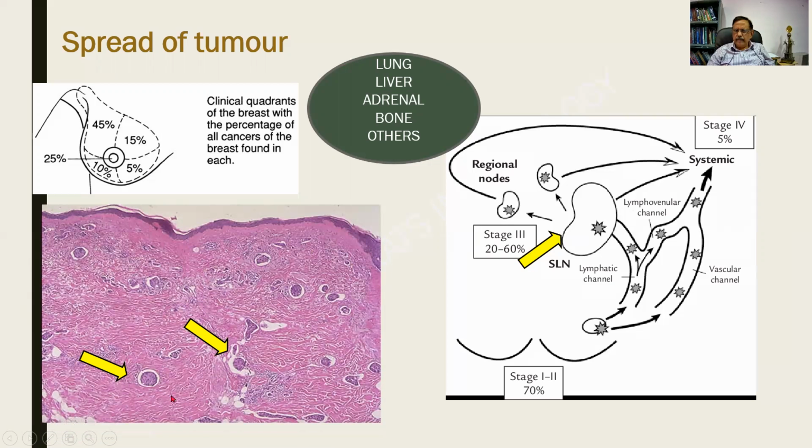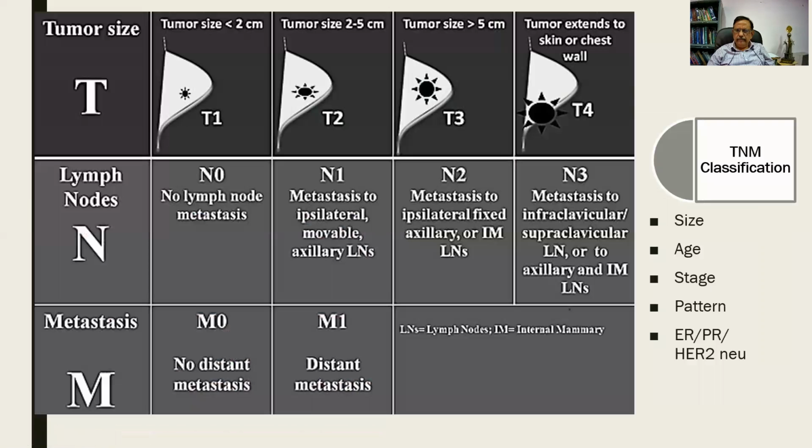Look at this one. It is a patient who is having a breast tumor, and these are all lymphatic channels. The clear space is there. In the middle, I am finding the tumor cells. Lymphatic emboli are seen. So this is a mode of spread. It can be lymphatic, it can be vascular.